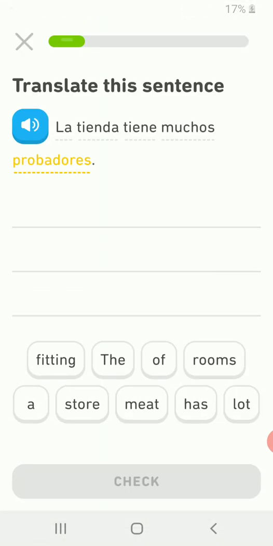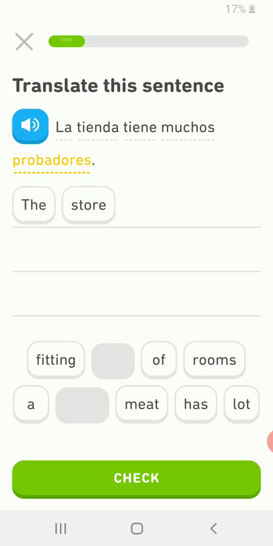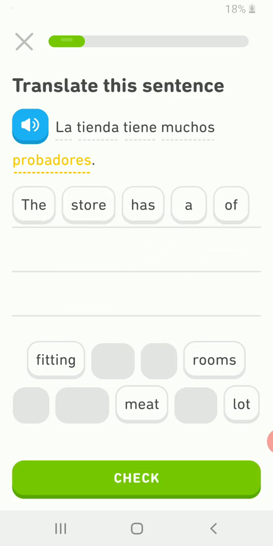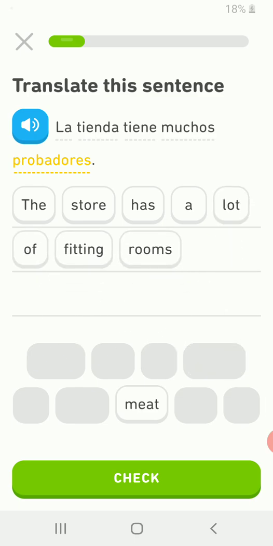Las compras, shopping, y la tienda tiene muchos probadores. What are probadores? I don't have any idea. Probadores is fitting rooms. So fitting rooms, probadores. La tienda tiene muchos probadores. So the store has a lot of fitting rooms, probadores.